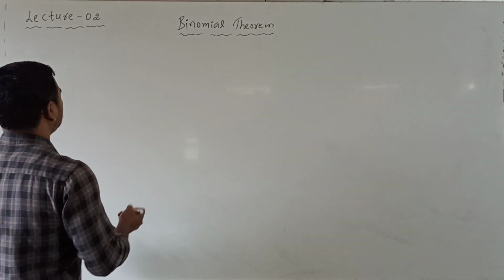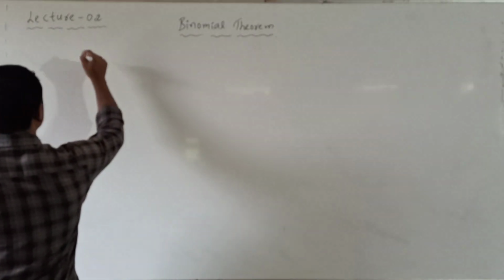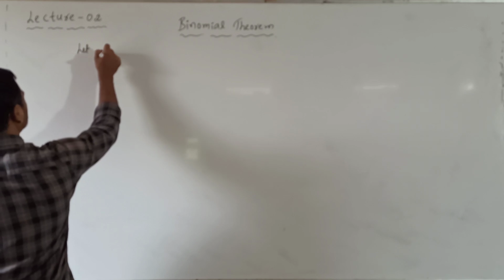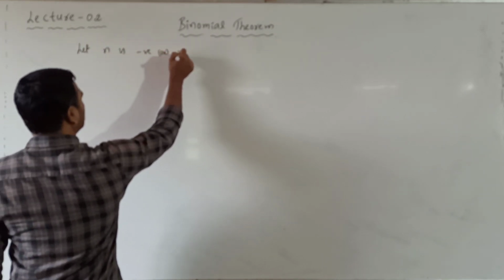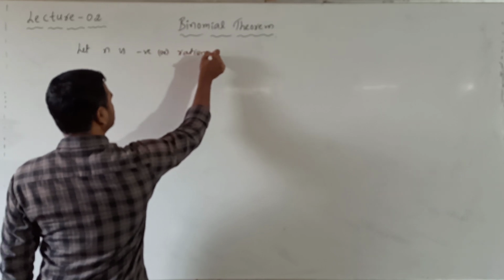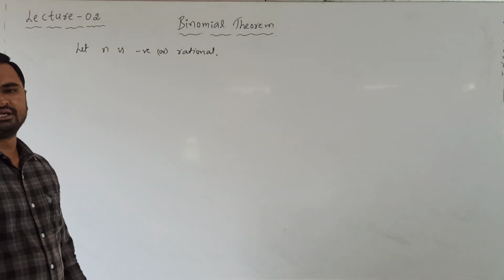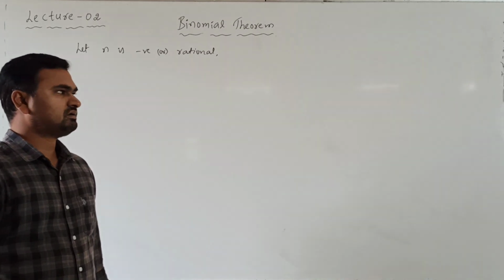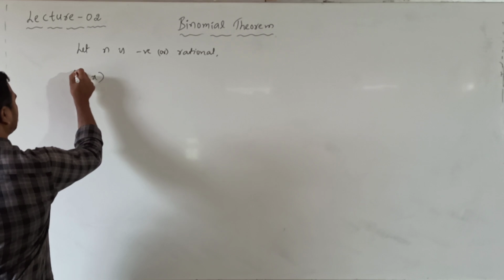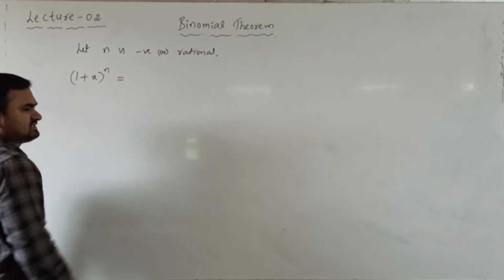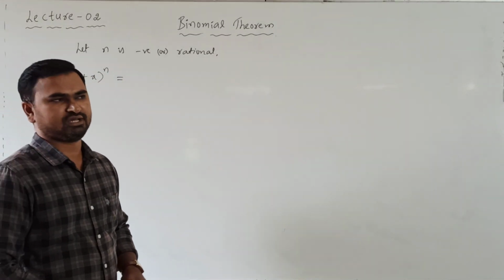So when the power is negative or rational, let's take n is negative or rational. Then we will expand (1 + x)^n.